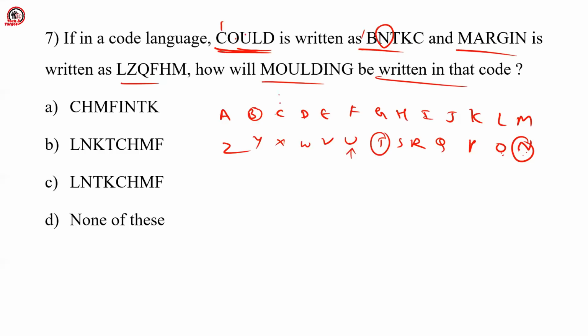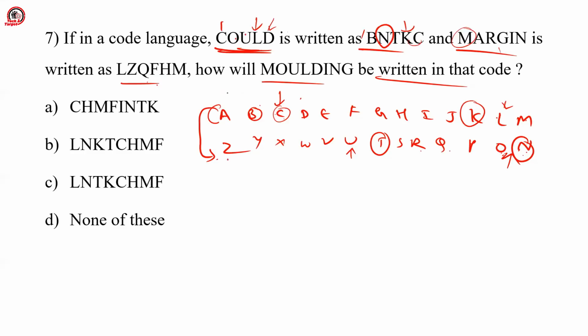So for C, you have written B. For O, you are writing N. For U, you are writing T. For L, you are writing K. For D, you are writing C. So for every letter in the given word, you are writing the letter before it as the code. The same thing applies for MARGIN as well. For M, you are writing L. For A, you are writing Z, right? The letter before A is Z. For R, you are writing Q.